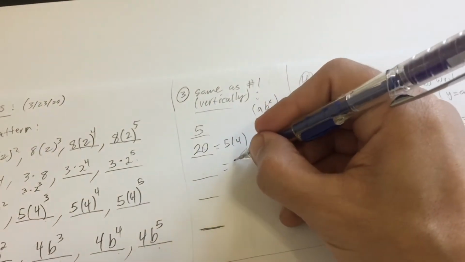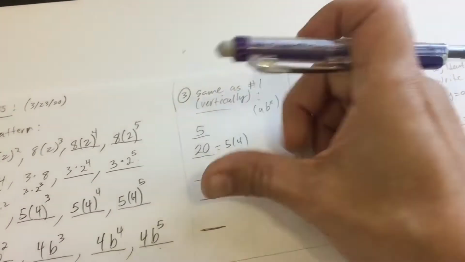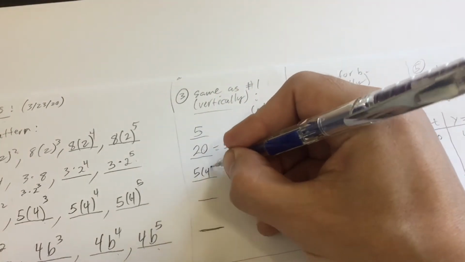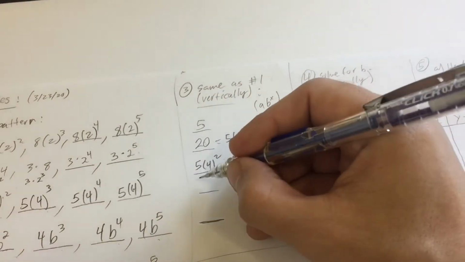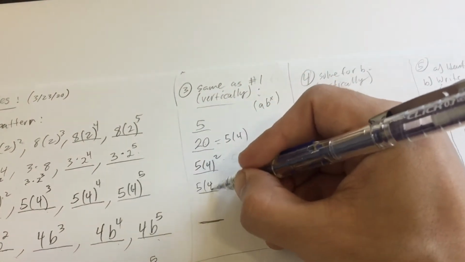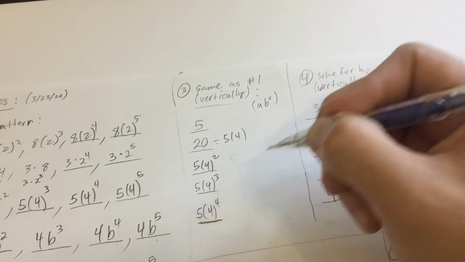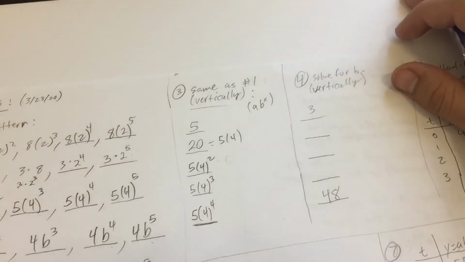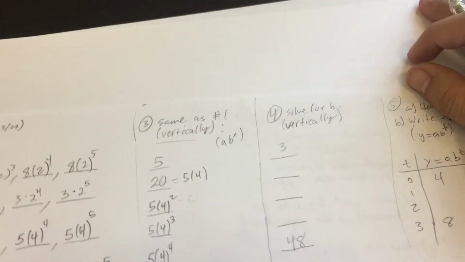Then what's the next one? 5 times, you know what? I'm just going to represent it in exponent form. 5 times 4 to the second. You can use your calculator and multiply it out. Then it's 5 times 4 to the third, and 5 times 4 to the fourth. I did not compute these values, so I'm going to skip this part, but I want you to see we can complete the pattern in a vertical way.